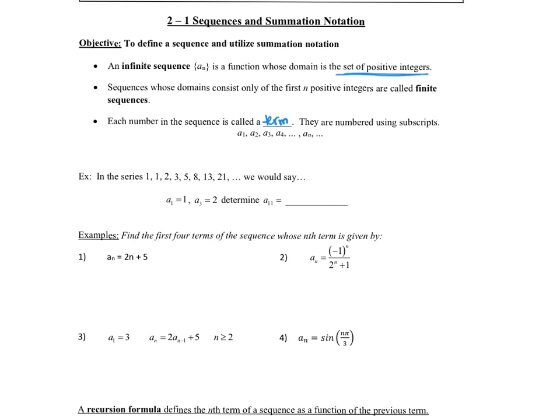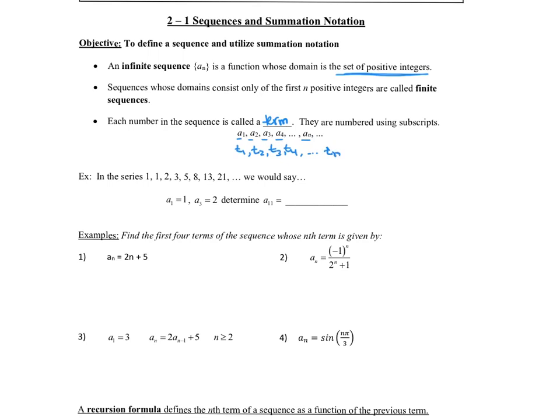And we label them using subscripts. So A1, A2, A3, A4, A5, An. We could also use T. Sometimes you'll see T1, T2, T3, T4, up to some set number. So Tn.